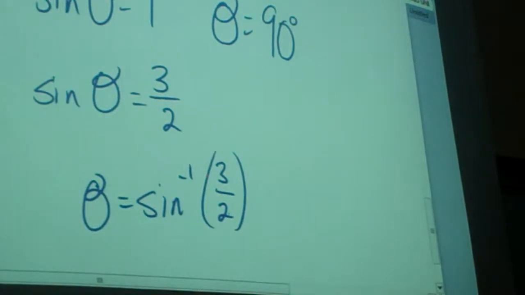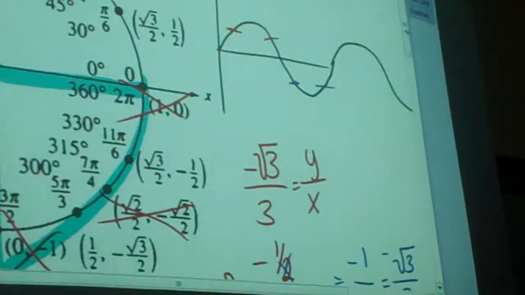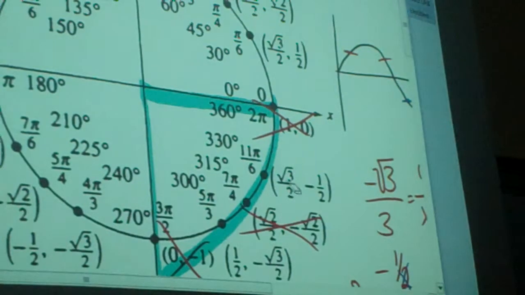Error. Okay. Could we try 1.5? Try 1.5. Would it make a difference? You'll know. No? Okay. Let's go back to this unit circle and just watch up here for a second.